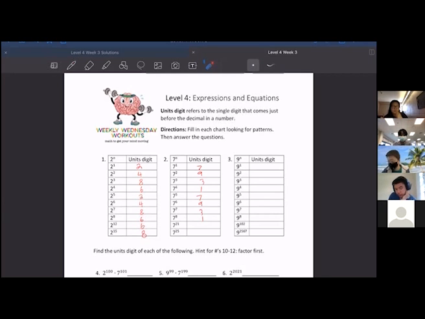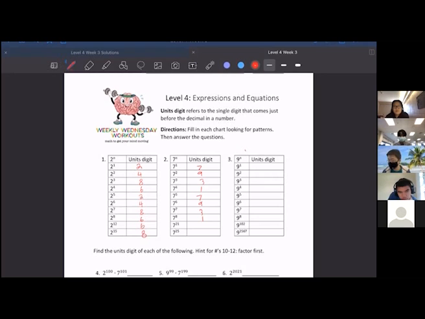Okay, so basically what we're looking for is a pattern in the units digits. So remember, we don't care about the entire number. So we could have 2, 4, 3, 7, 6, 1, but all we care about is this last digit. And we're trying to look for a pattern in the last digit for 7 to the whatever number, right?